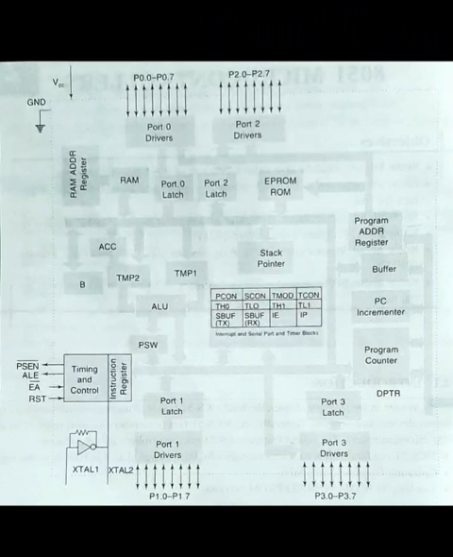The block diagram shows the MCS51 architecture. This architecture includes ALU, Boolean processor, program and data memories, the oscillator, timing and control, registers, accumulator, stack pointer, and ports. All of this is shown in the block diagram.